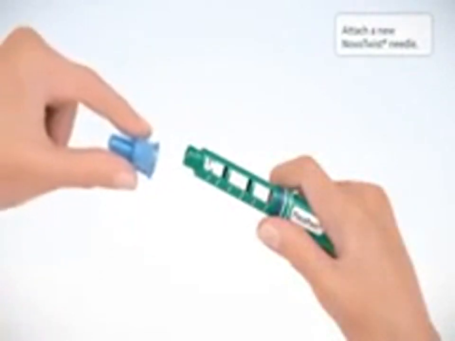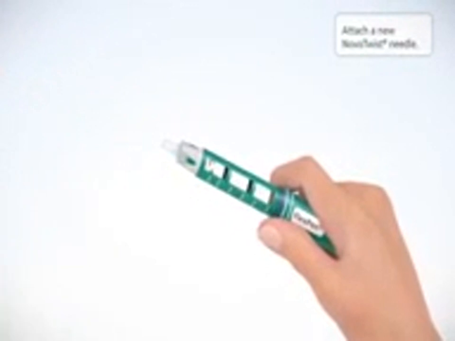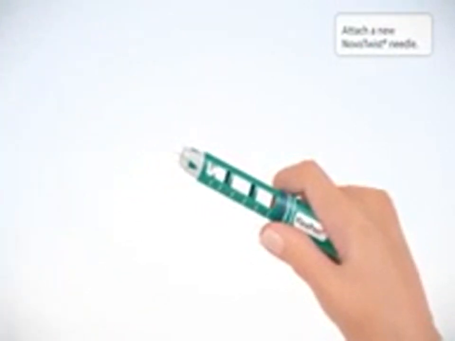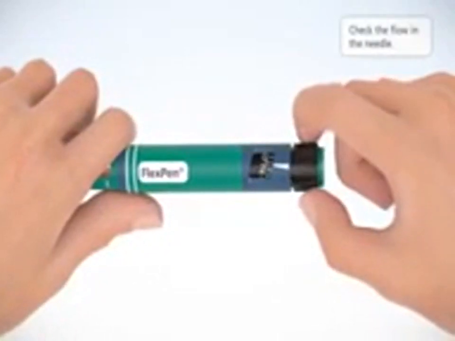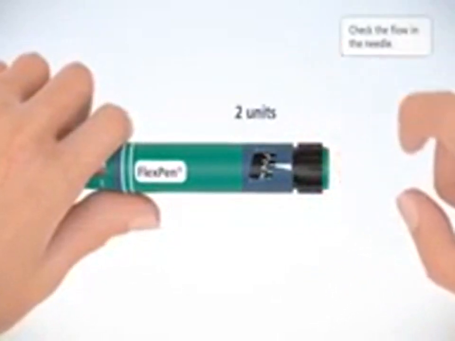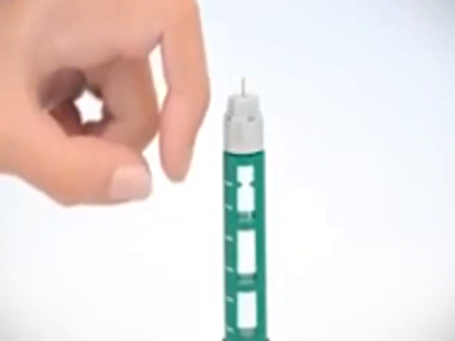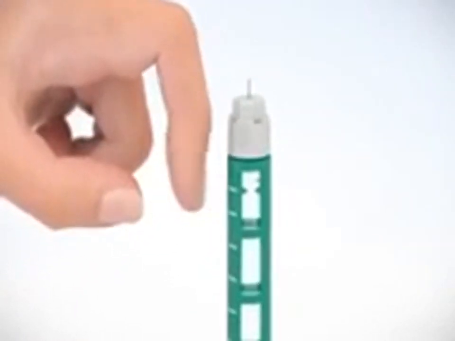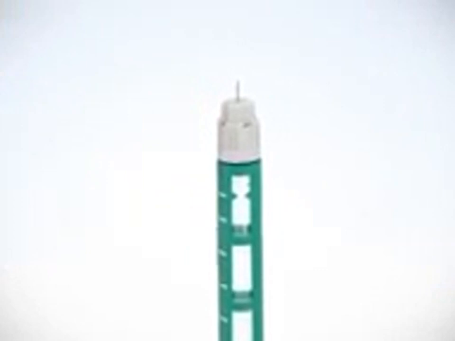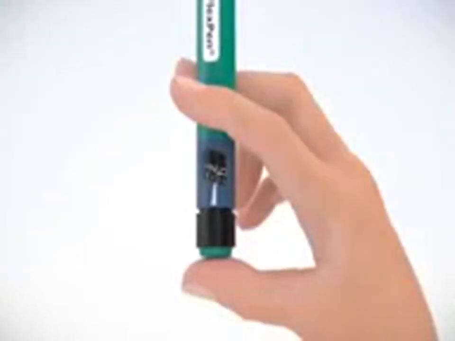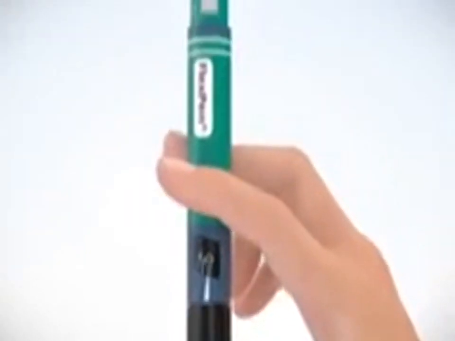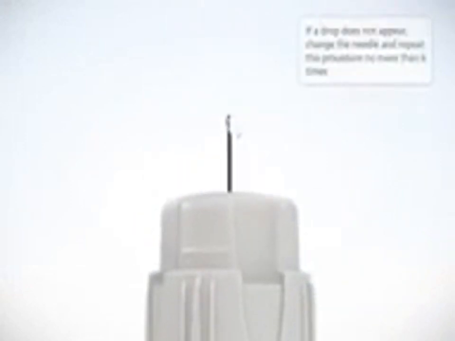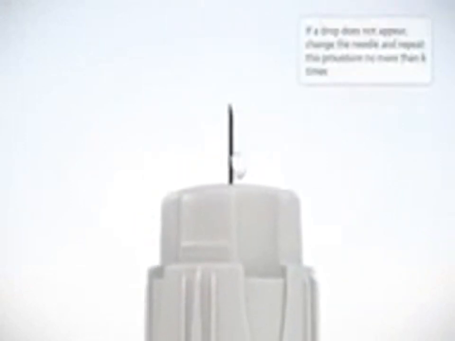With Novo Twist, it's a simple one-twist attachment. Check the flow in the needle with an air shot of 2 units. Tap the pen gently a few times to make any air bubbles collect at the top. Press the push button all the way in, and make sure that a drop appears. If not, change the needle and repeat this procedure no more than 6 times.